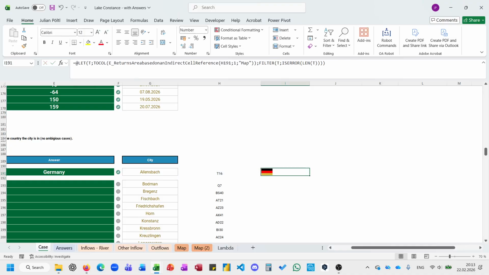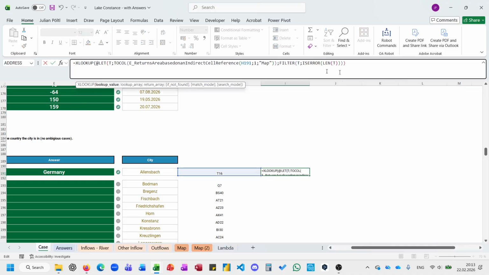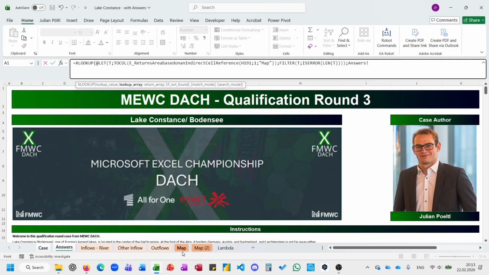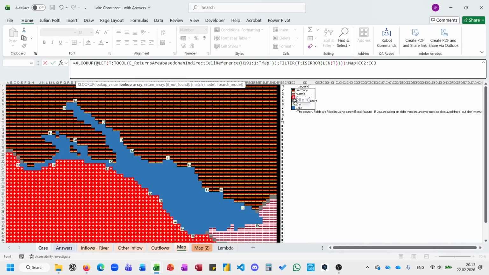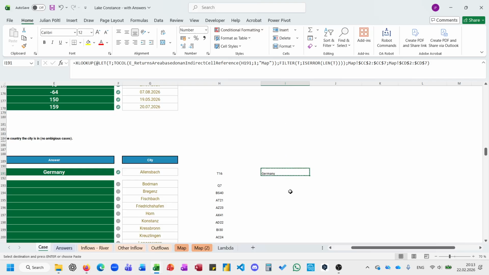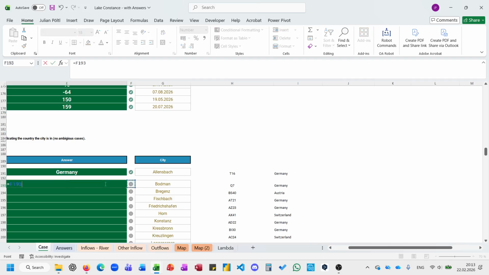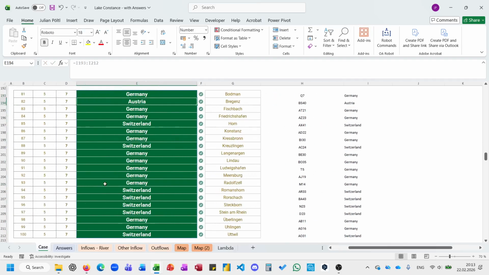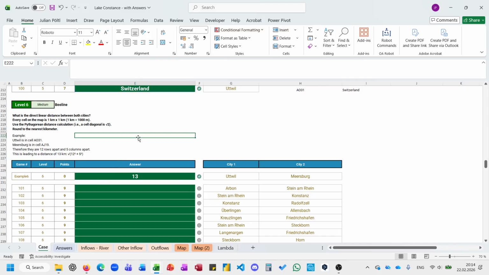And then intersection operator, xlookup, because you can also do an xlookup after a picture, actually. In here, returning the name of the country. And we're here done, and can go to level 6.